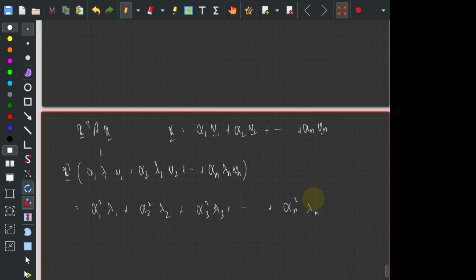I know that all the lambda i's are greater than or equal to 0. The alpha i squares are always greater than or equal to 0. So this quantity is always greater than or equal to 0.